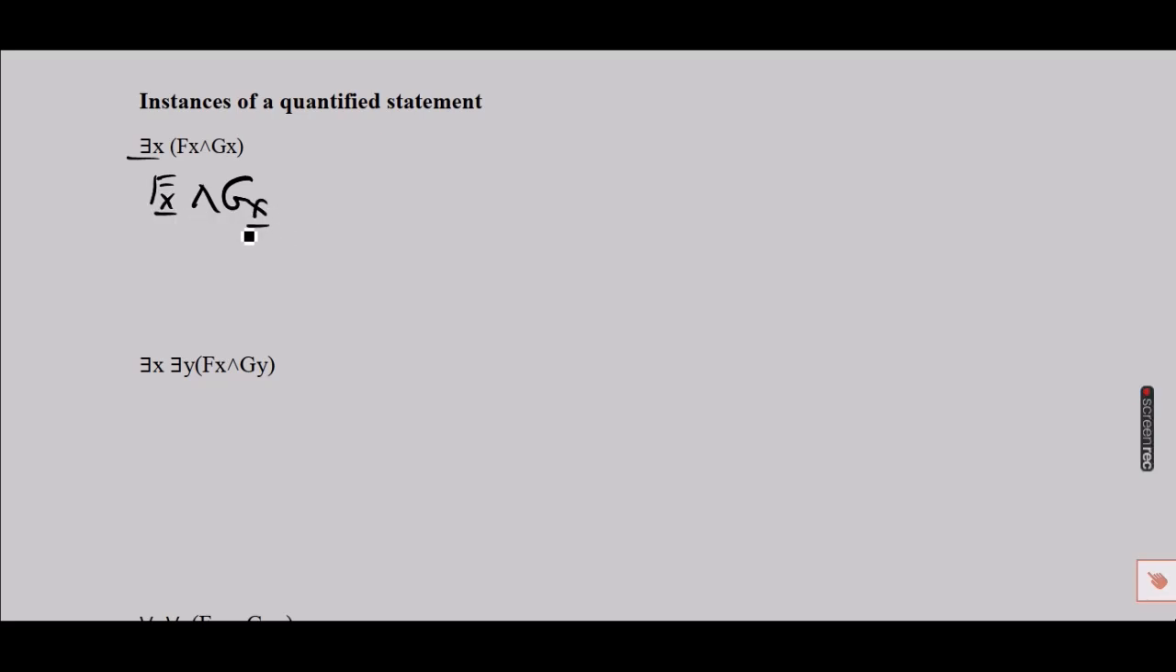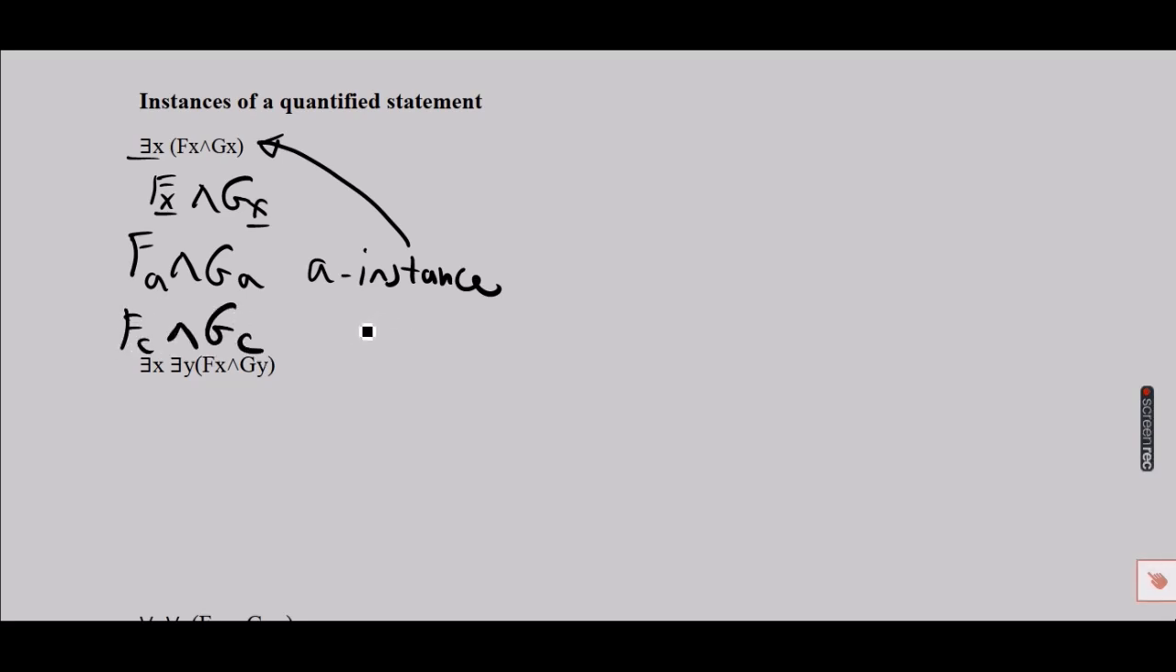Now if you uniformly replace these free variables with names, you get instances. So for example, if we replace x with a, which is a name in our system, we get fa and ga, right? We can call it the a instance of this existential. If we replace x with c, which is also a name, for example, we get fc and gc. We can call this the c instance, right? So that's the notion of an instance.